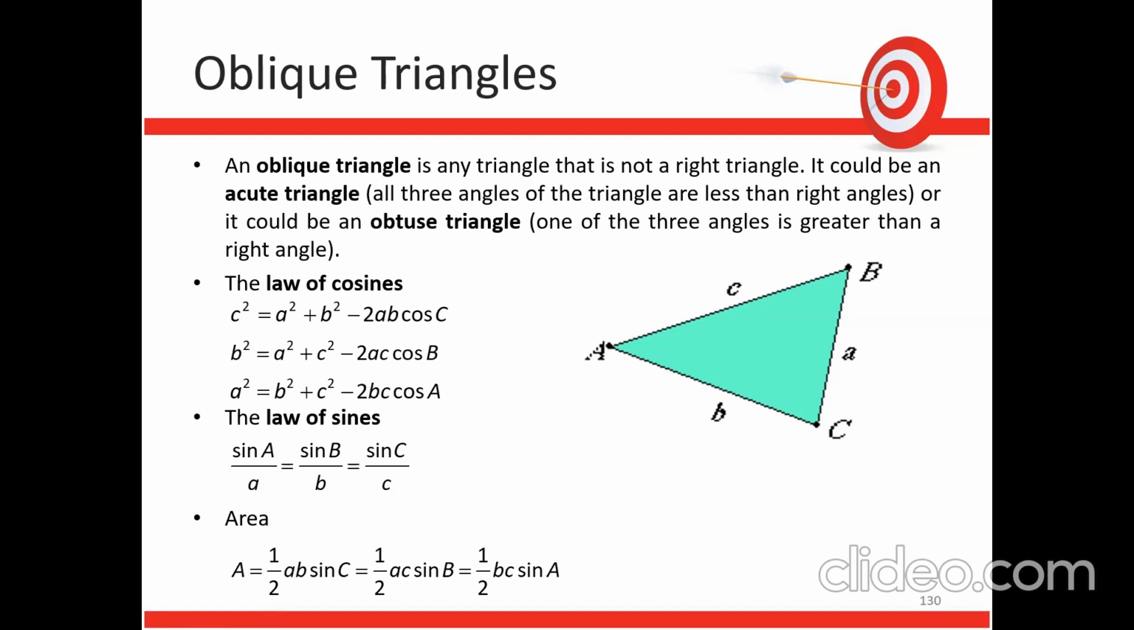So the law of cosines, we have c squared is equal to a squared plus b squared minus 2ab cosine C. So itong c, opposite yung capital C. Okay, b squared, ganoon din, a squared plus c squared minus 2ac cosine B. B opposite yung b. Same. So the law of sines, sin A over a is equal to sin B over b is equal to sin C over c. So the area is 1 half of ab sin C is equal to 1 half of ac sin B is equal to 1 half of bc sin A.